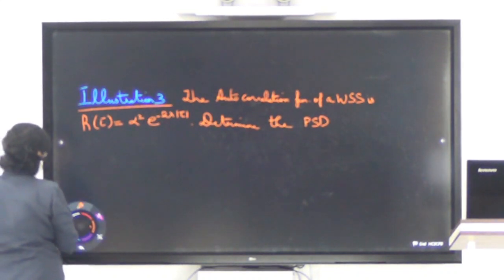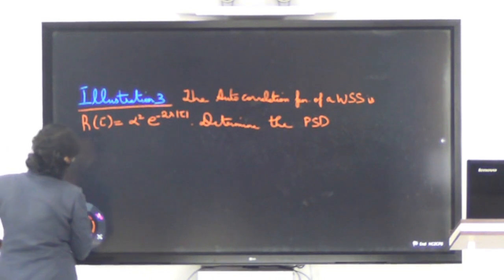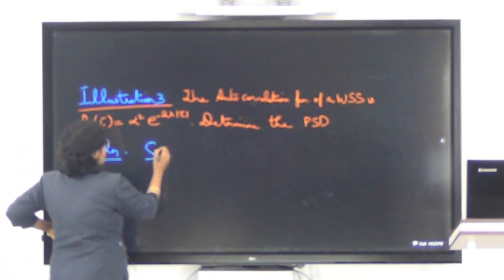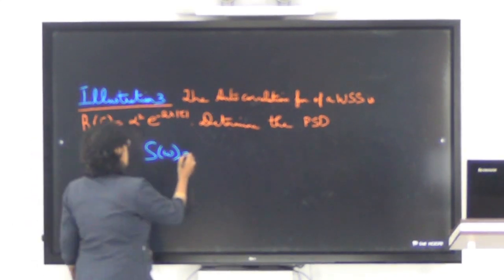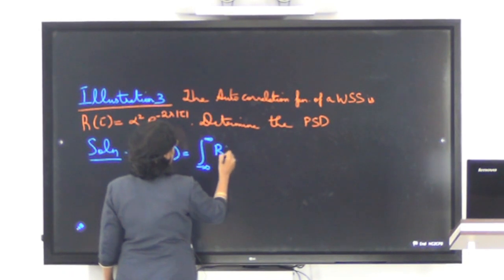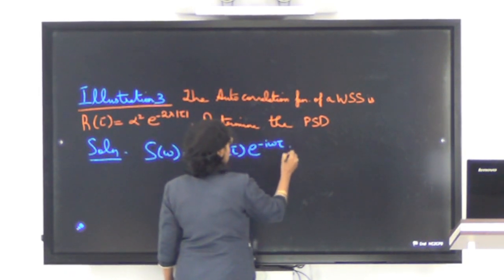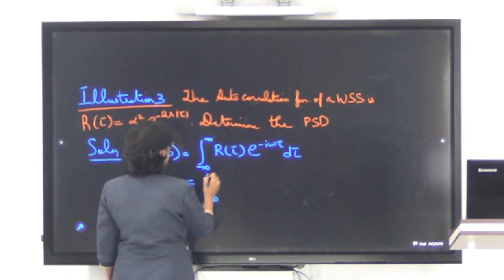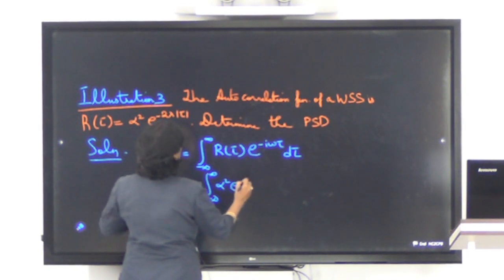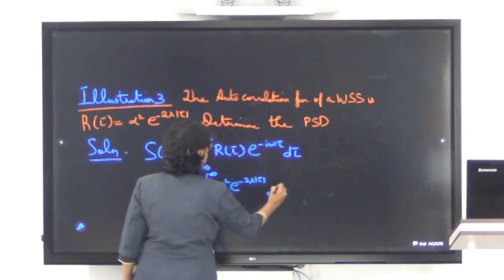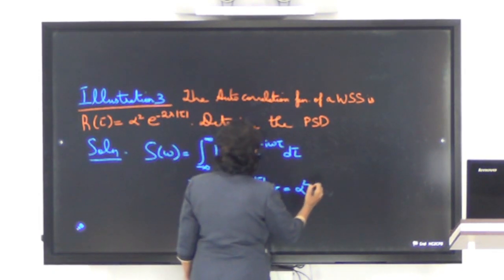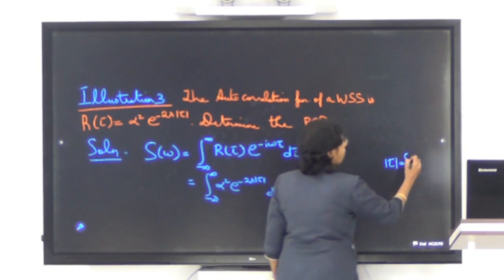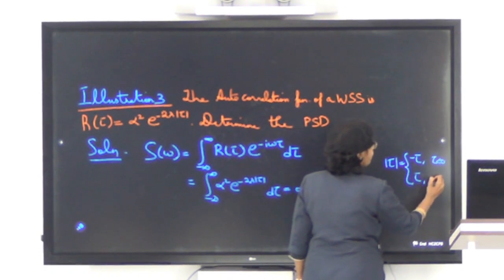So here again you know that the power spectral density of this function, S of omega, is defined as the integral from minus infinity to plus infinity of R of tau e raised to minus j omega tau d tau. Substitute your autocorrelation function, which is the integral from minus infinity to plus infinity of alpha squared e raised to minus 2 lambda absolute value tau d tau. This is equal to alpha squared, and since you know the mod value is defined as minus tau when tau is less than 0, and tau when tau is greater than 0.